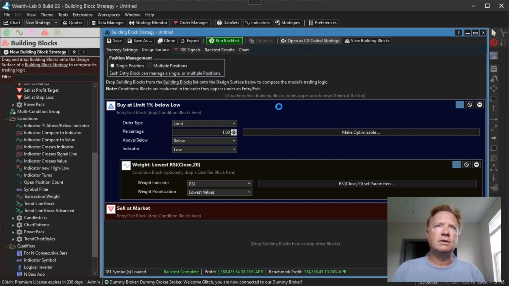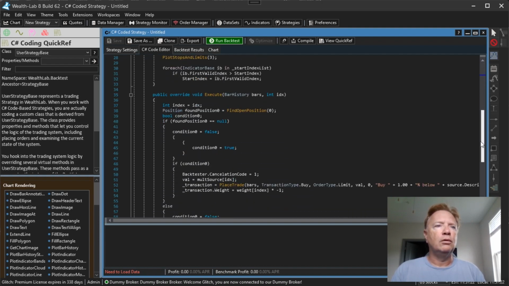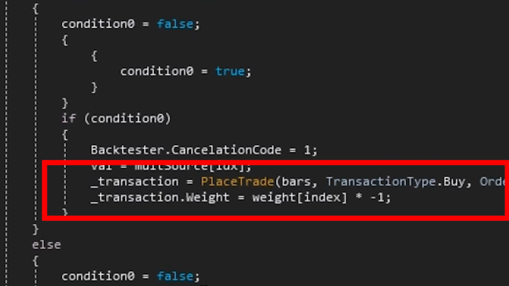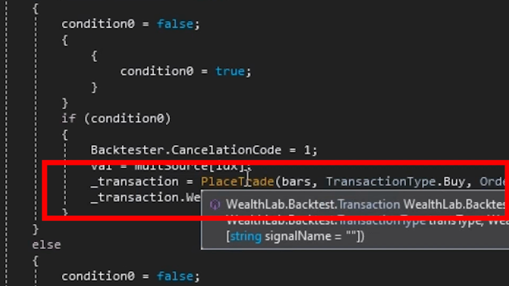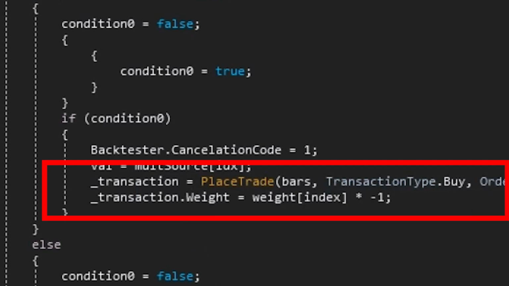And if we open this up as a C# coded strategy, you can see how to employ transaction weight in code. You basically take the transaction instance, which is the result of the place trade, and then assign the weight value. Notice that since we want to assign the lowest RSI values the highest weight, this code is multiplying it by -1 here.